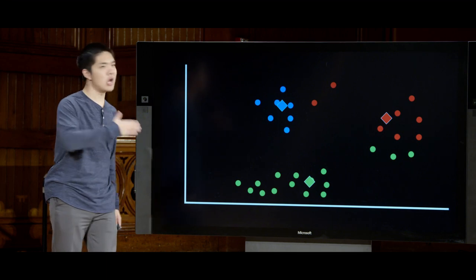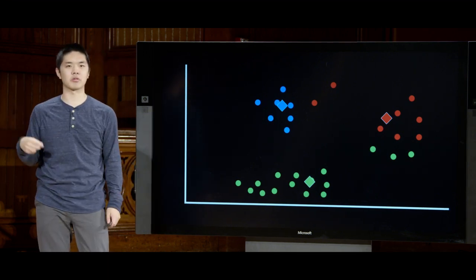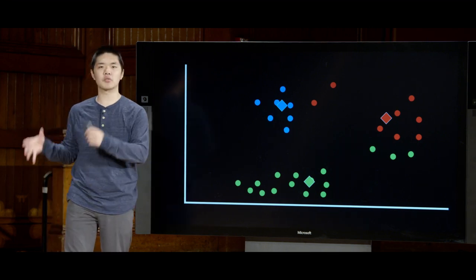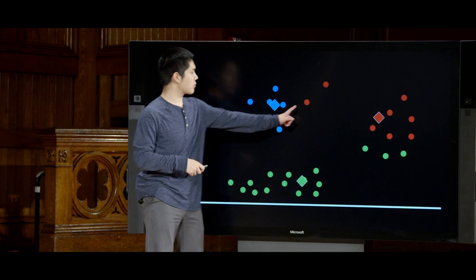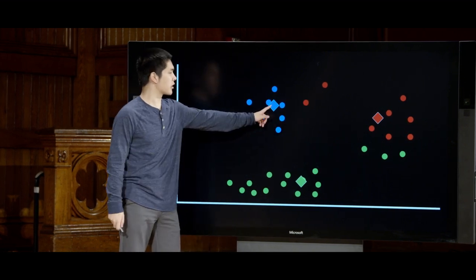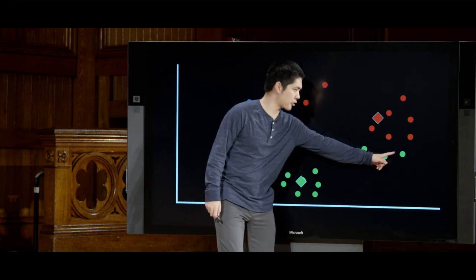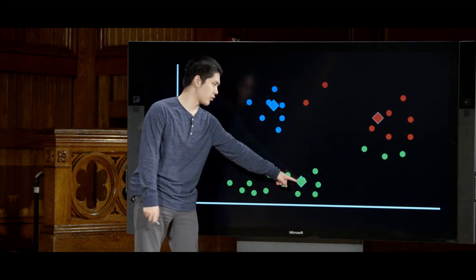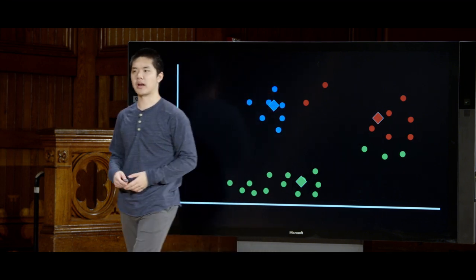We go ahead and now reassign all of the points to the cluster center that they are now closest to. And now that we've moved around the cluster centers, these cluster assignments might change. This point originally was closer to the red cluster center, but now it's actually closer to the blue cluster center. Same goes for this point as well. And these 3 points that were originally closer to the green cluster center are now closer to the red cluster center instead.